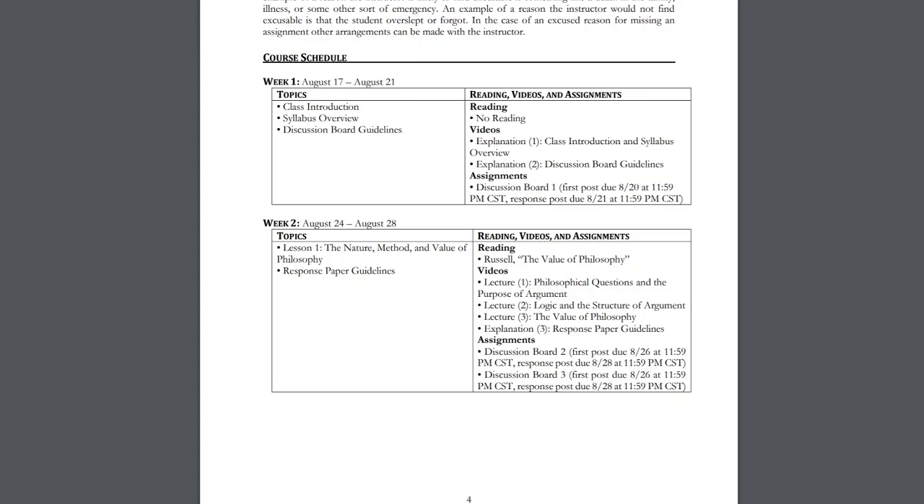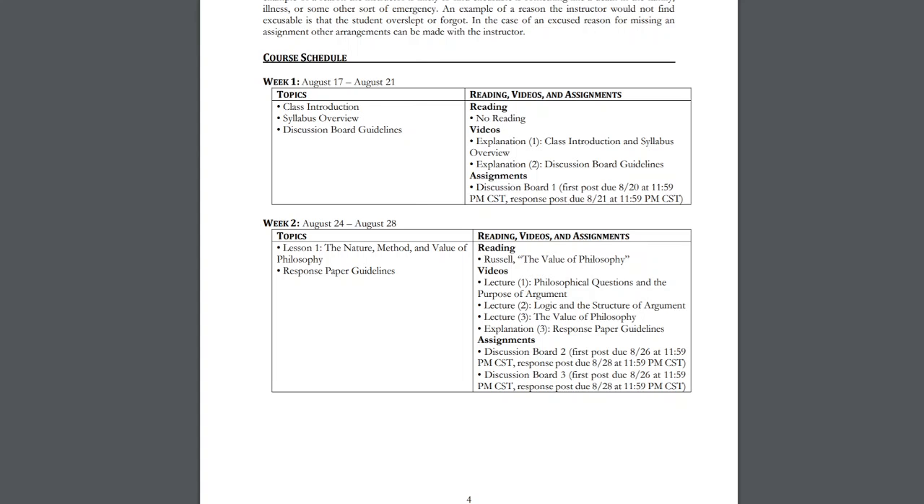As we're going to talk about shortly, each discussion board assignment requires that you do 2 posts, a first post and a response post. And the syllabus also tells you when each of these is due. So your first post is due at the end of the day on the 20th, and your response post is due by the end of the day on the 21st.